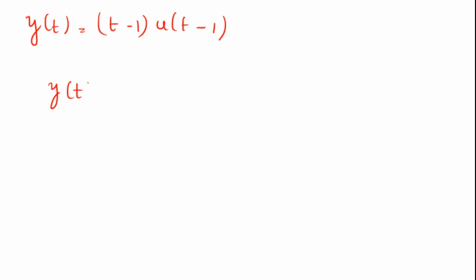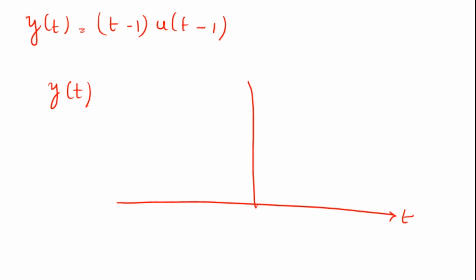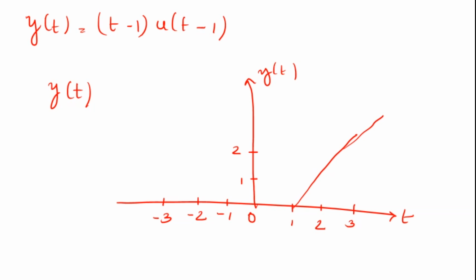Or we can write y of t is equal to t minus 1 into u of t minus 1. Then we can plot y of t as, this is t, this is y of t at 0, 1, 2, 3, minus 1, minus 2, minus 3. With amplitude here it is 1 and here it is 2. Starts from 1. This is the final answer for the given problem.